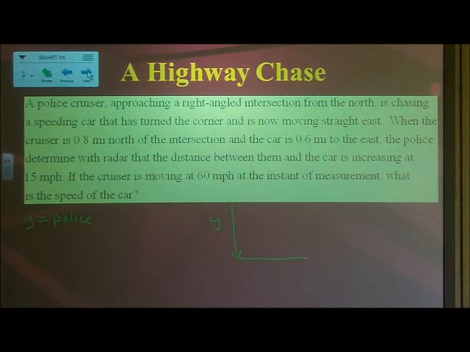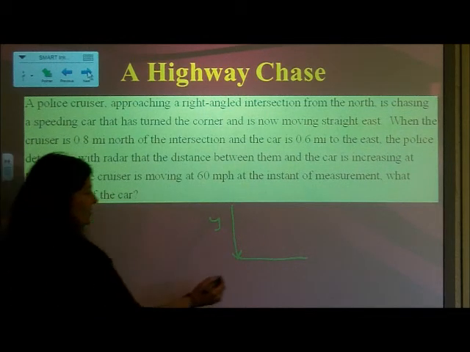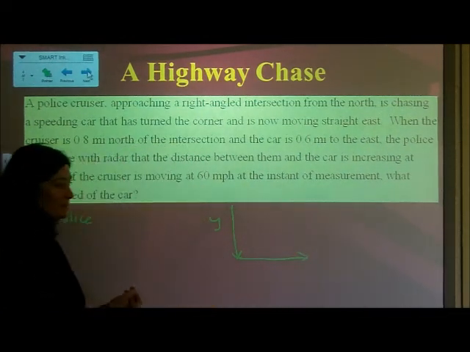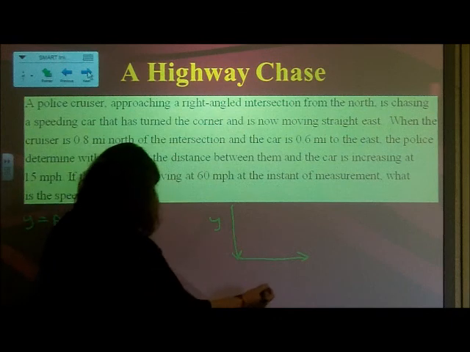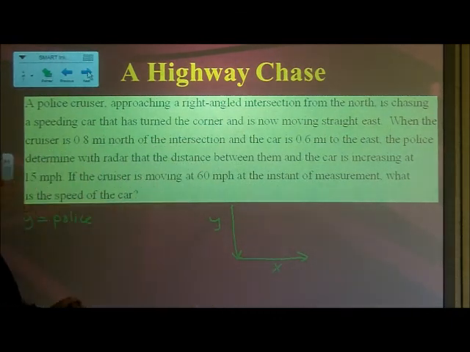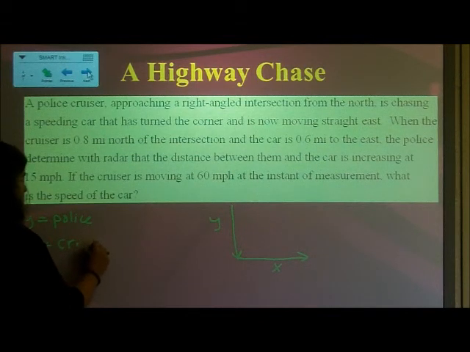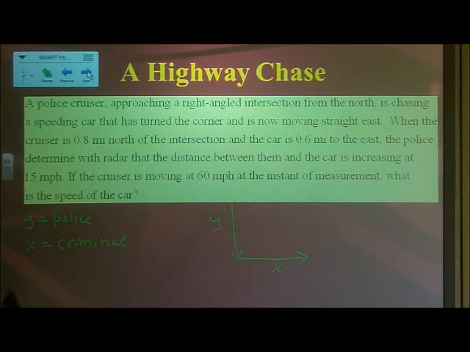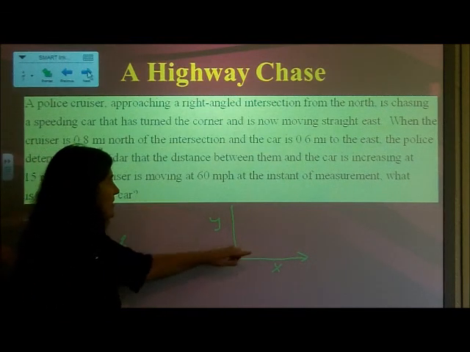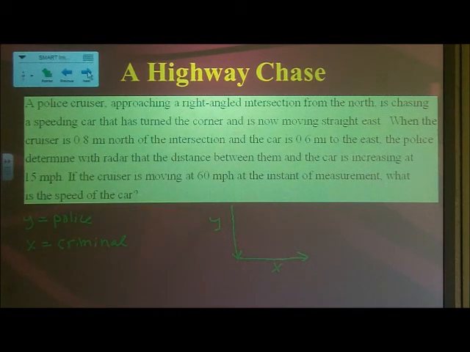He is chasing a speeding car that has turned the corner and is now moving straight east. So this guy, do you see how he's moving this way? And he's X. We're going to name him. X is the criminal, speeding away. So Mike's chasing him. Chasing the criminal. Moving straight east. Do you recognize that both are moving? So Y is moving and X is moving.